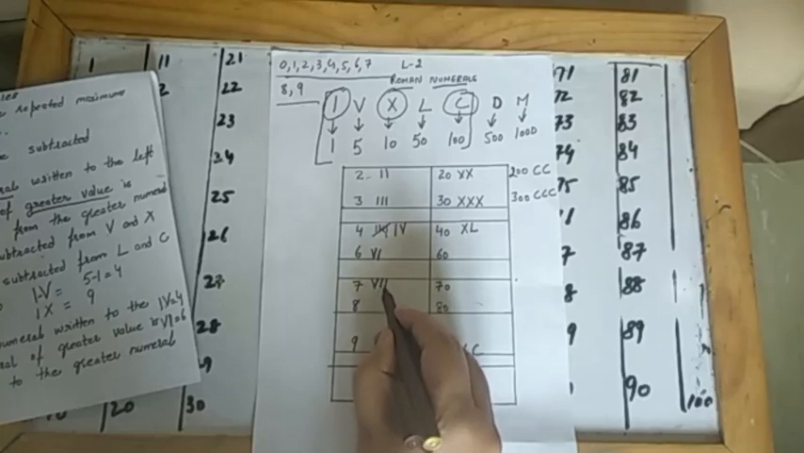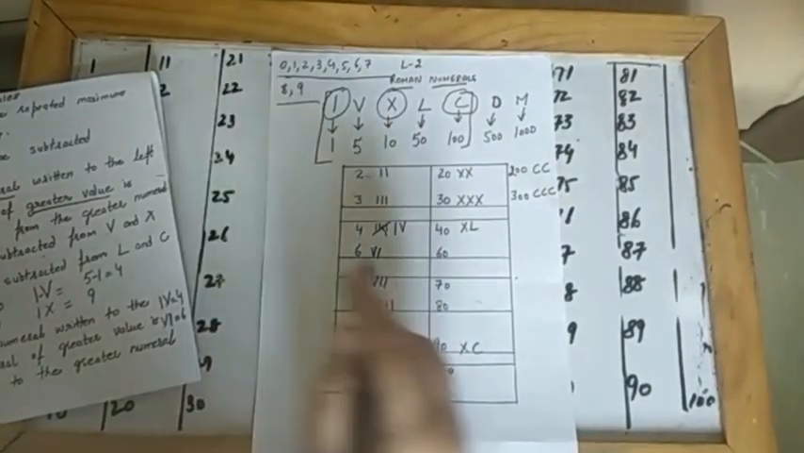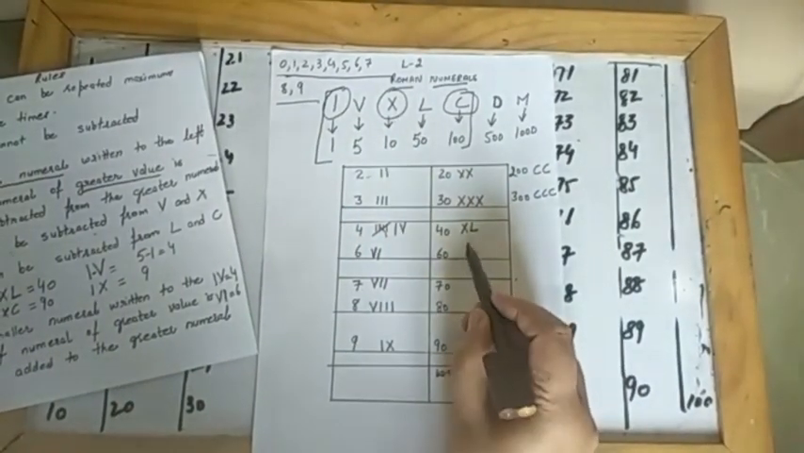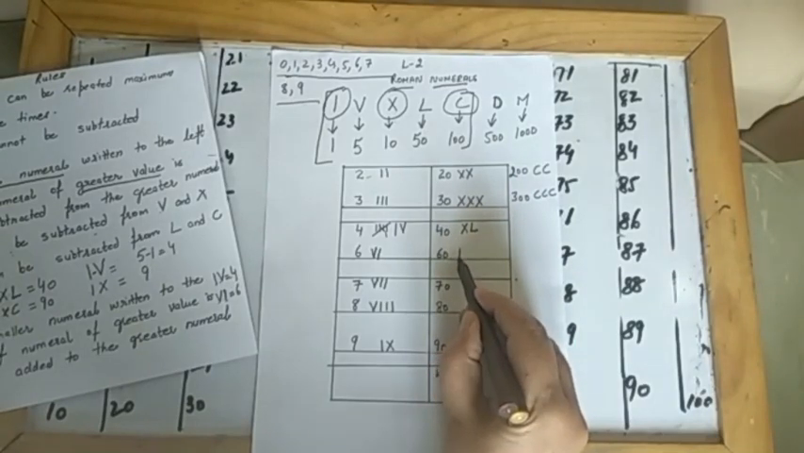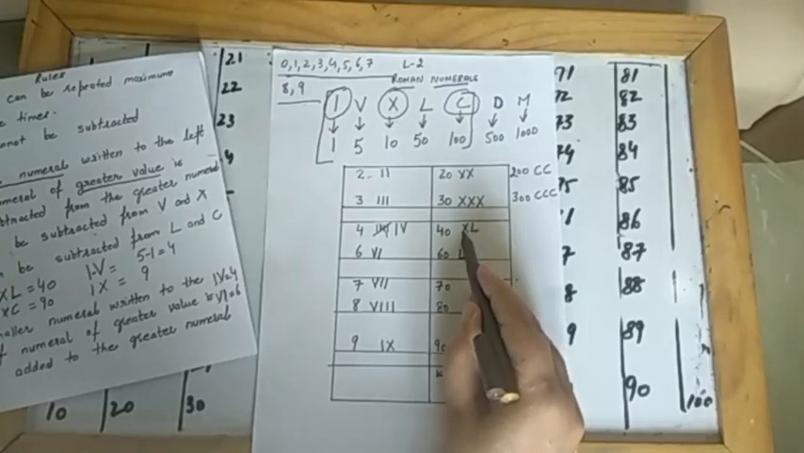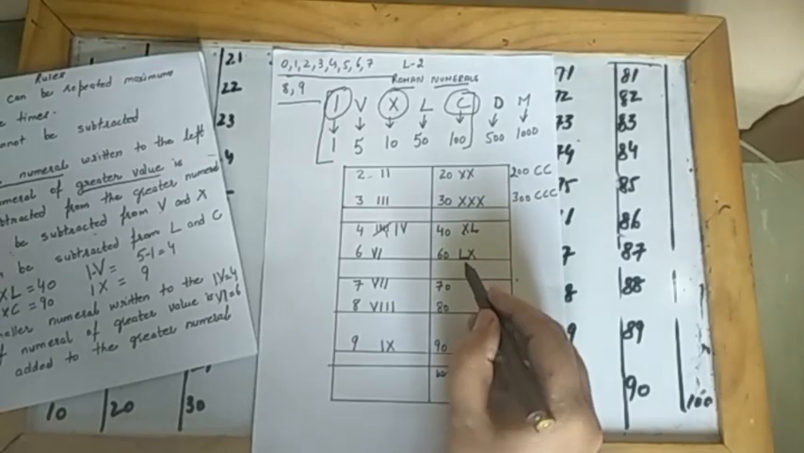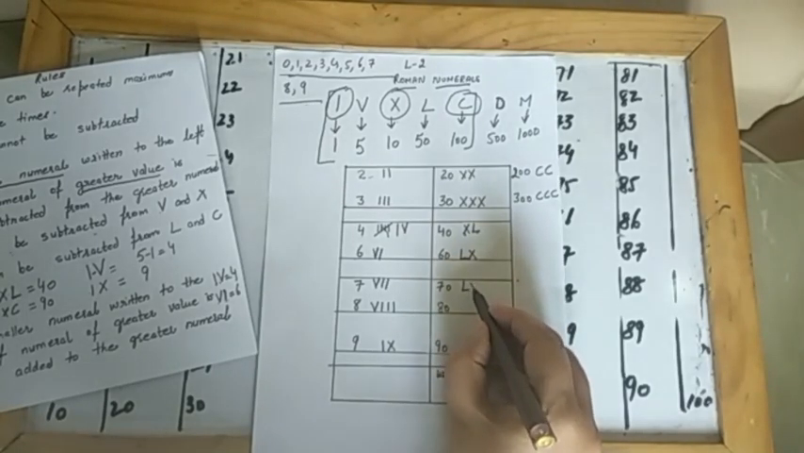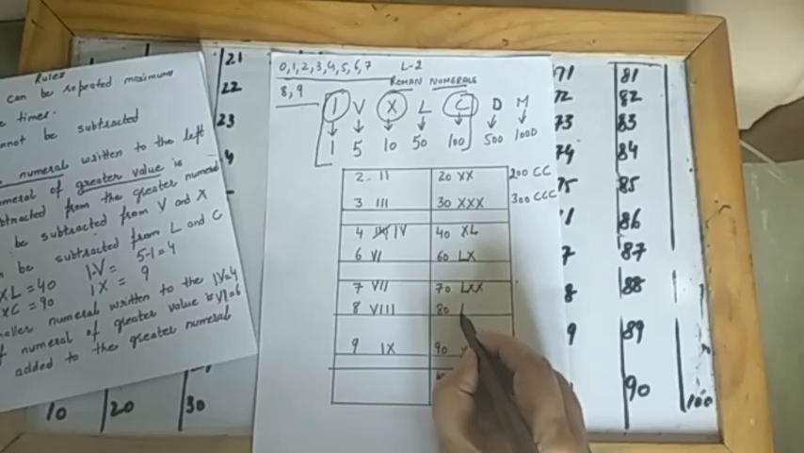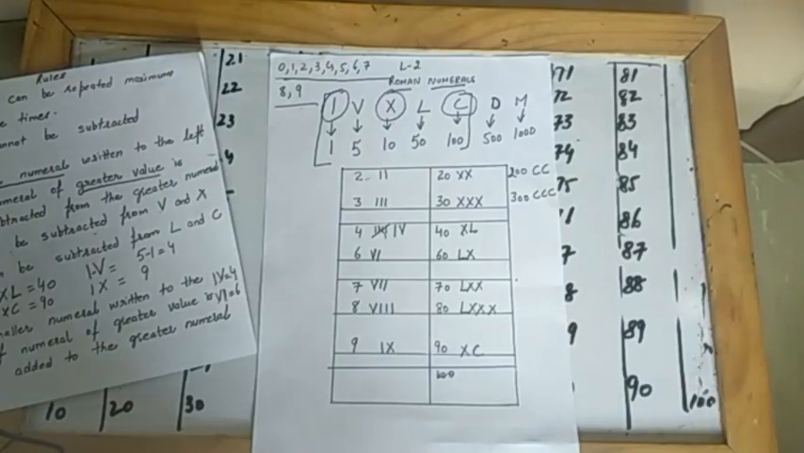5 plus 1 plus 1, 7. 5 plus 1 plus 1 plus 1, 8. And this again, like how to form 60. So this is 50. If I write X to the left of it, it gets subtracted, it becomes 40. But if I add in front of it, it gets added. So 50 plus 10, 60. 50 plus 10 plus 10 becomes 70, and 50 plus 10 plus 10 plus 10 becomes 80. So this is how you form the numbers. If you learn these numbers, you can form any number.